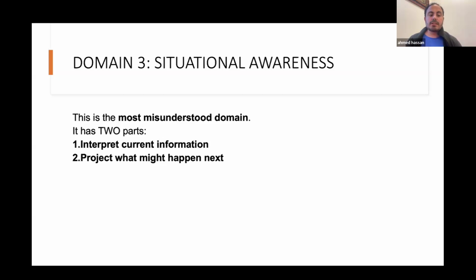Interpret the current information and see what's going to happen later. For example, if you want to monitor a patient overnight and see if the patient deteriorates, then mention that, because if the patient deteriorates, this will change your prioritization. And that's what the interviewers are expecting from you.